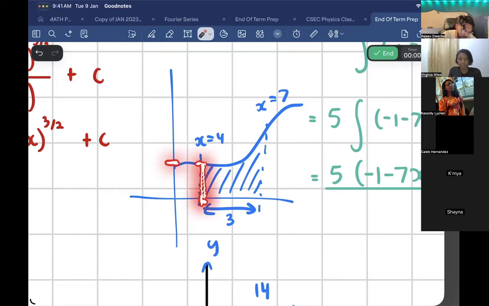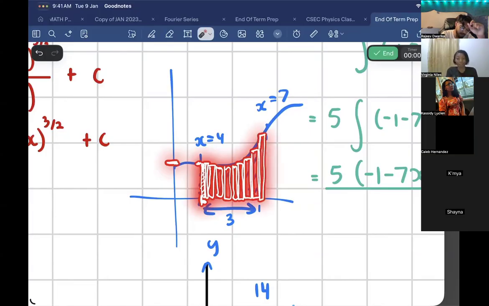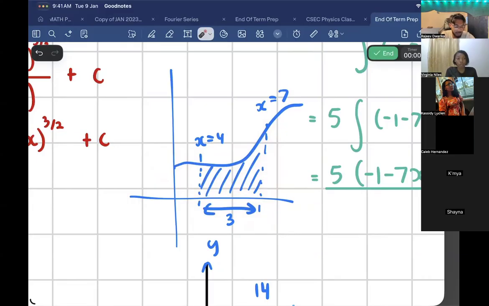Then I would do it again, and again, and again. I'm just going to keep doing this until the upper bound. And to find the area, I'm just going to add these really small areas. That's what integration actually does.